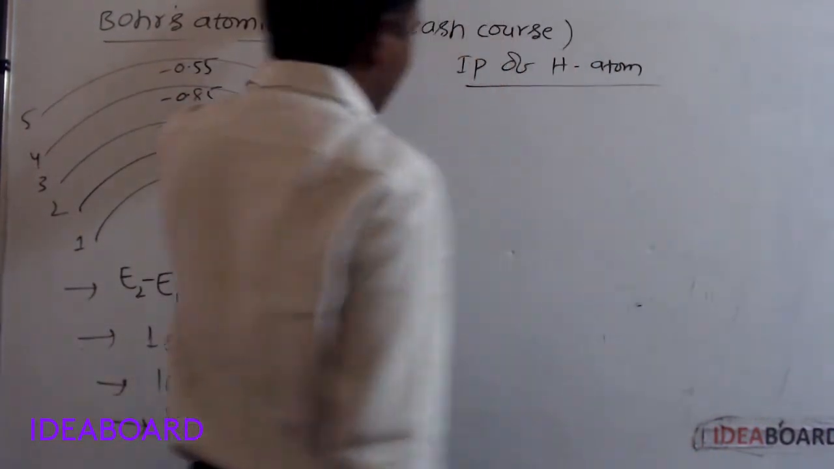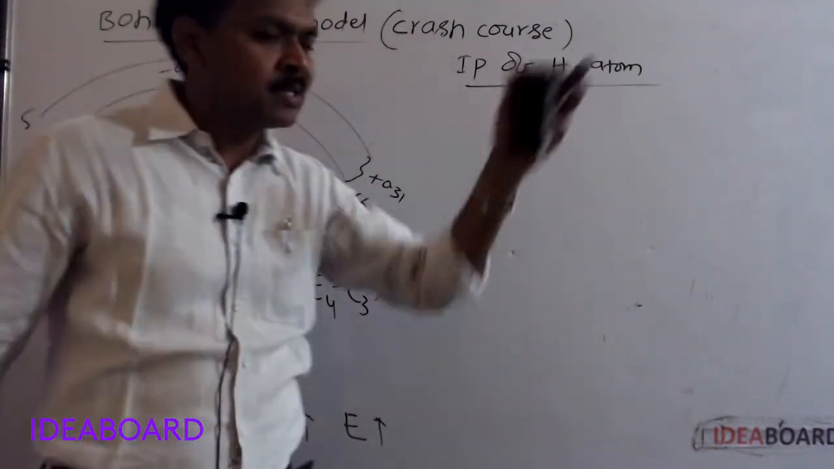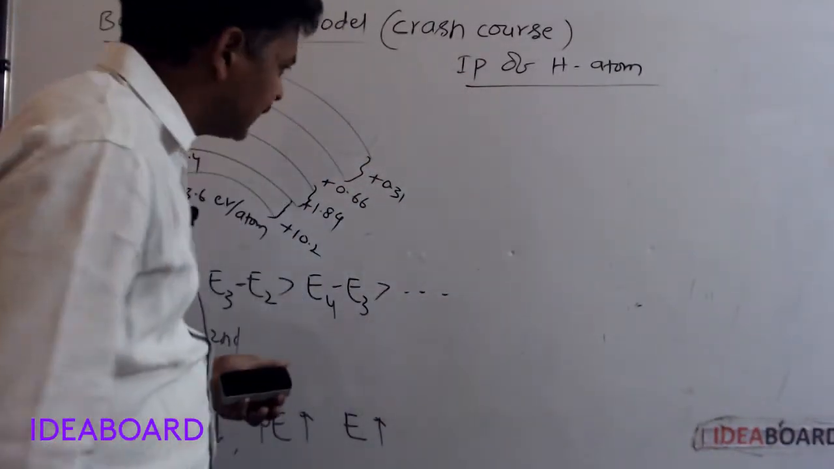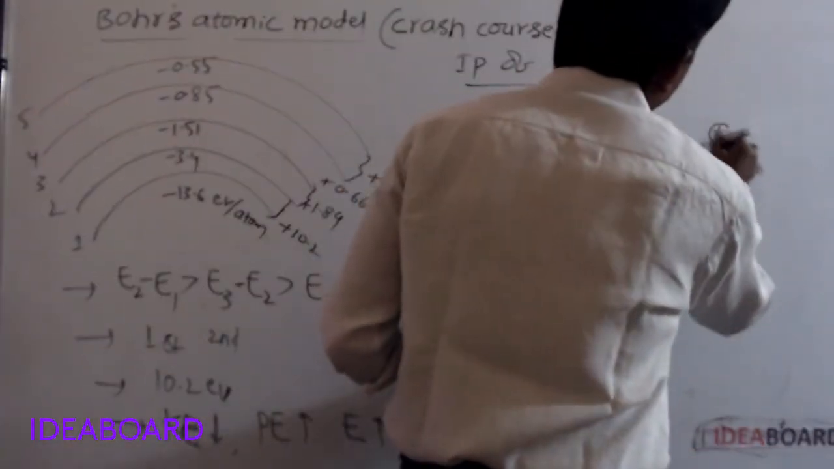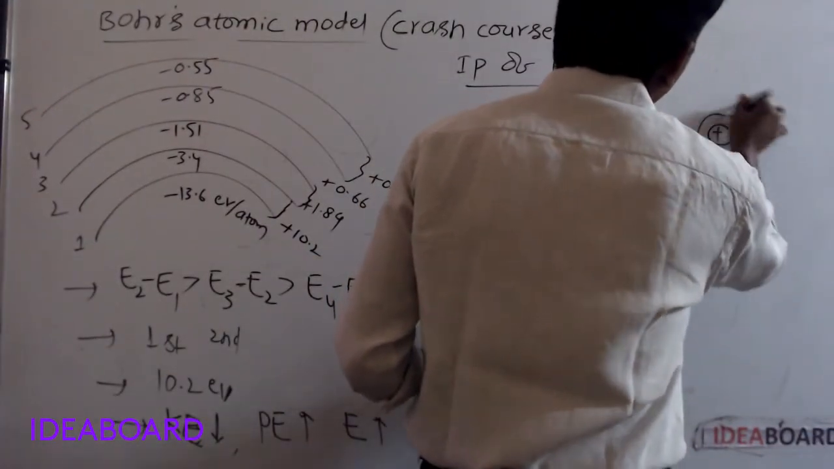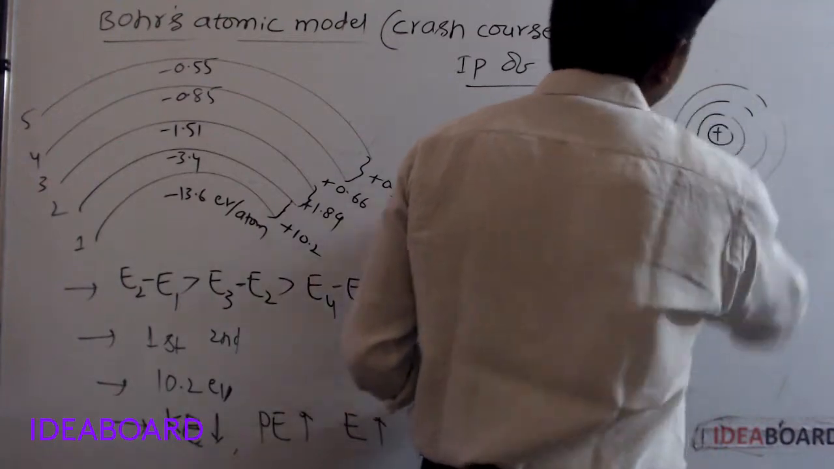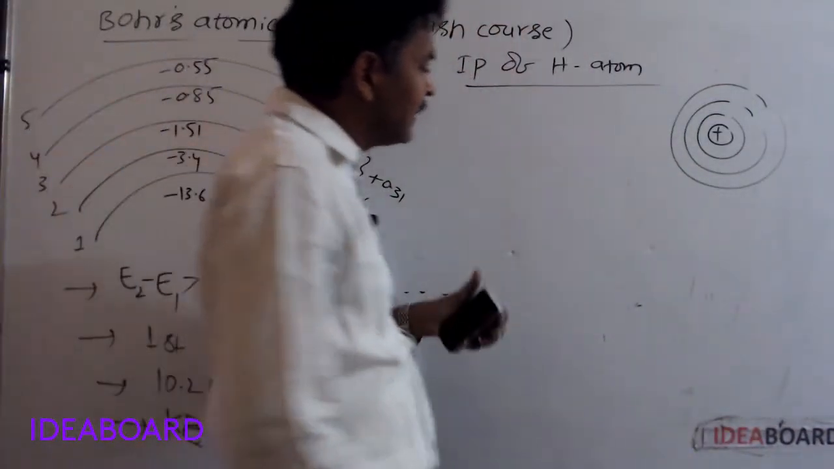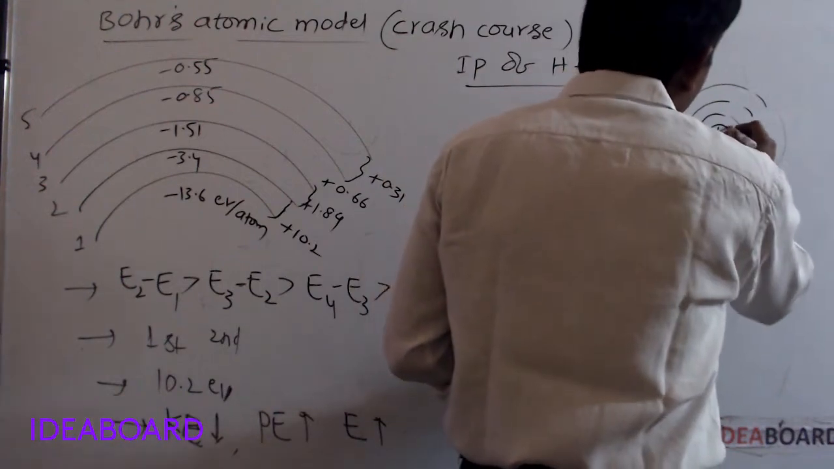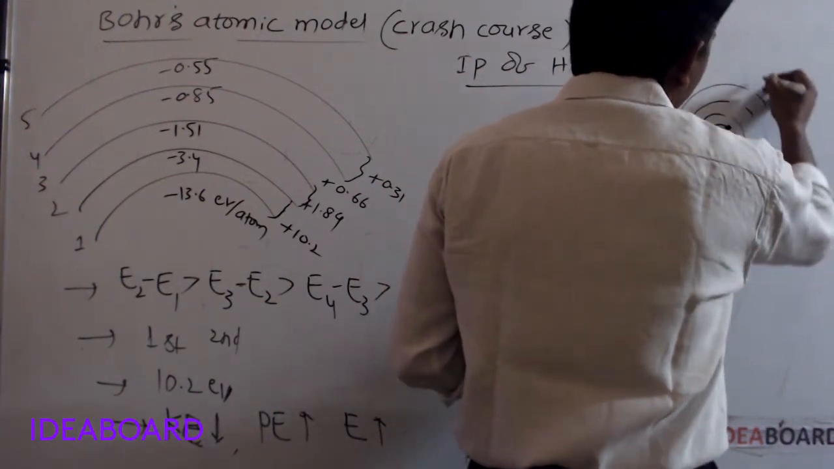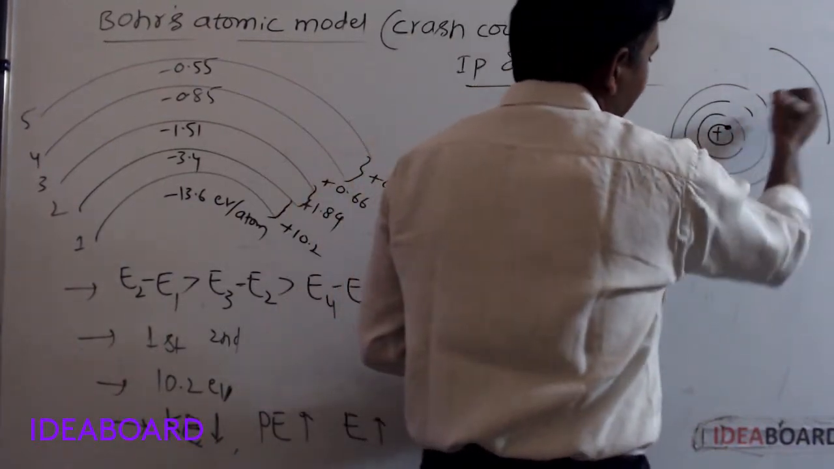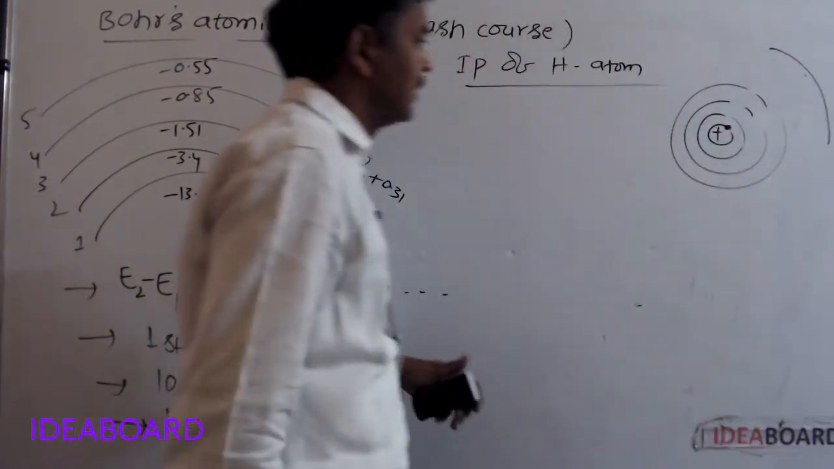Expression for IP of hydrogen atom. Ionization potential. Ionization energy is nothing but the energy required to remove the electron from the valence orbit of a neutral atom. It's called IP, which is nothing but the energy difference between the first orbit and the infinite orbit.